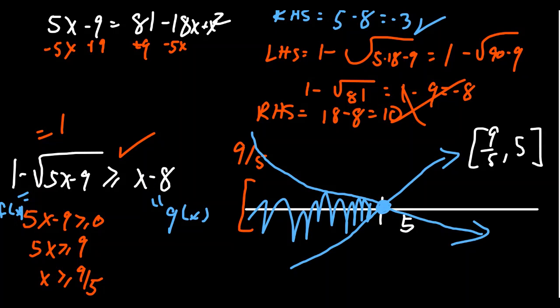So in the end, we see that our solution would look like 9/5, 5. So 9/5 will be included, that is part of the domain, and that does make the left-hand side greater than the right-hand side. And if you plug in 5, that'll make the left and the right both equal to each other. Equality is acceptable in this situation. So we do pass off that both 5 and 9/5 should be part of the solution.